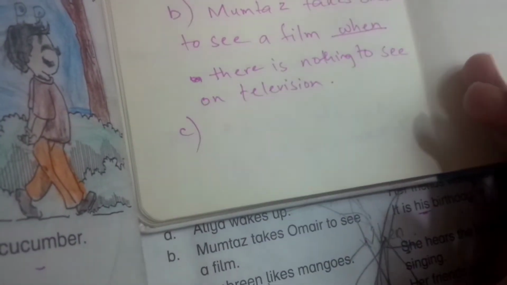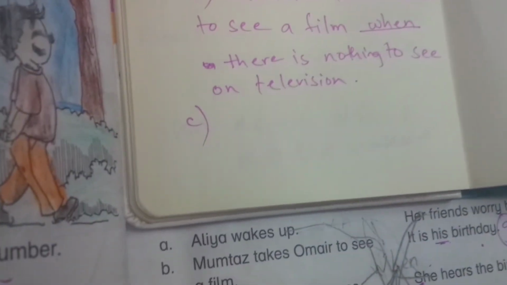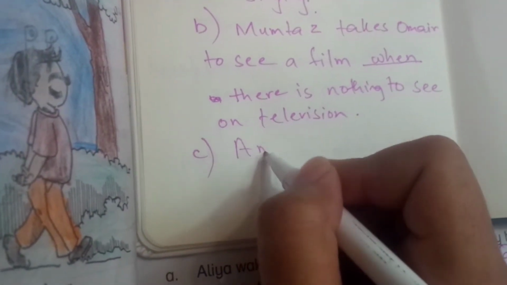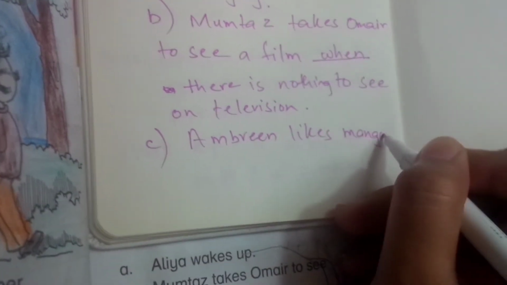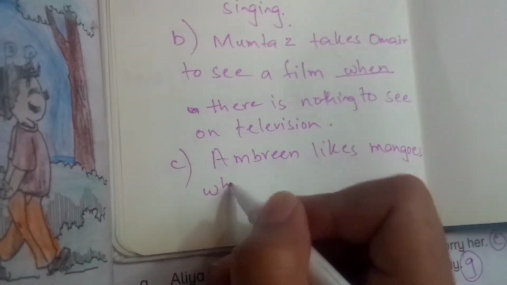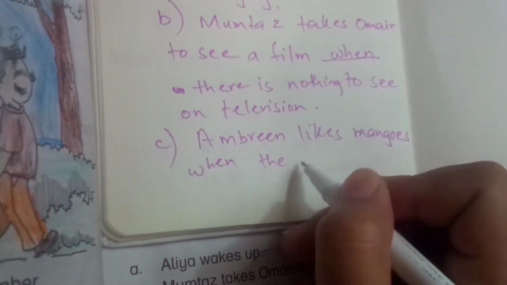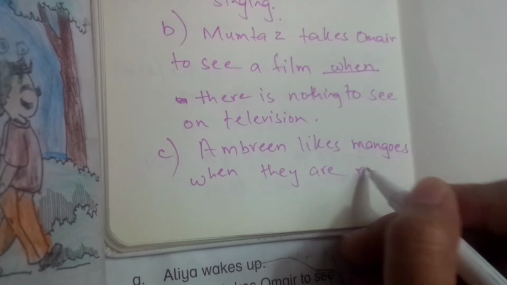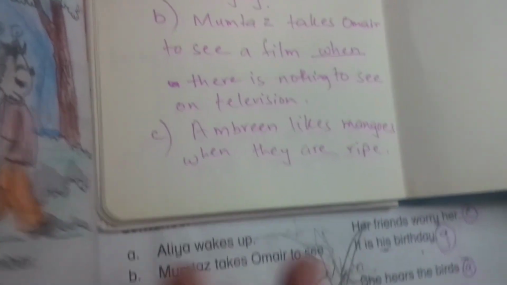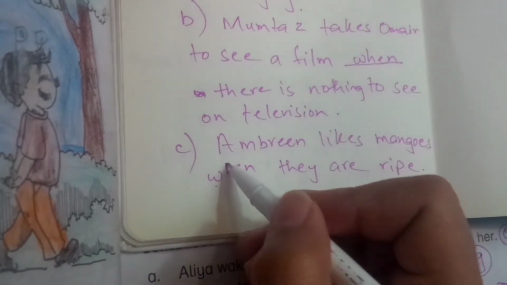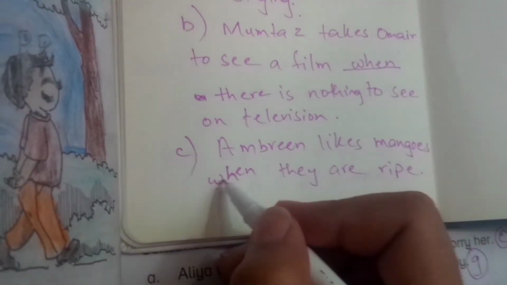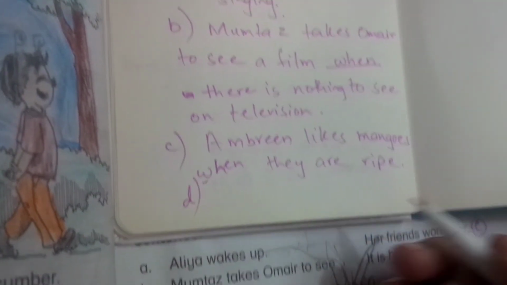Moving on to the C part. Ambreen likes mangoes when they are ripe. I'm just putting these two parts together and I'm putting "when" in between, so it's very easy. I'm sure you won't have any problem with it.